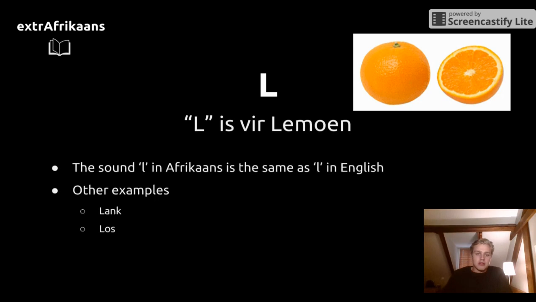Next, we have L, which is for lemon. Now, don't get confused. This is basically a minefield for English speakers because a lemon is actually an orange and not a lemon. And also, it confuses a lot of Afrikaans people when we speak English. So L is for lemon. The sound L in Afrikaans is the same as the English L. Other examples with the sound include lank and los. Lank is long and los is loose.